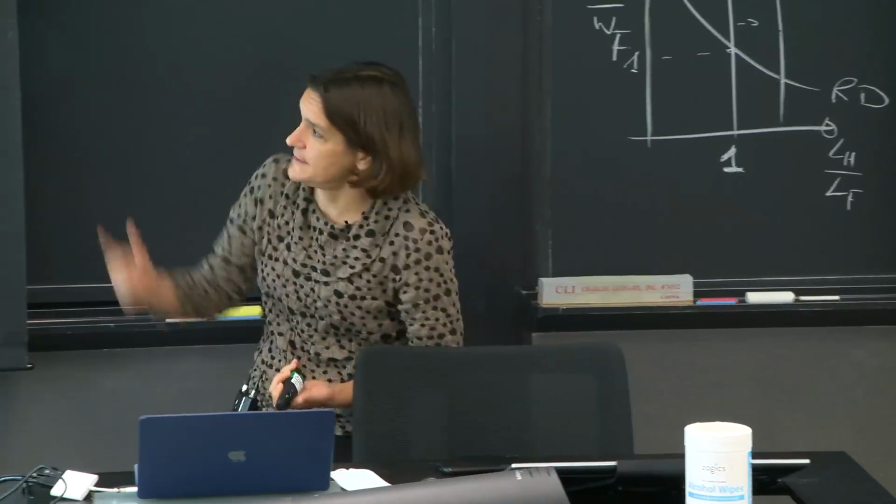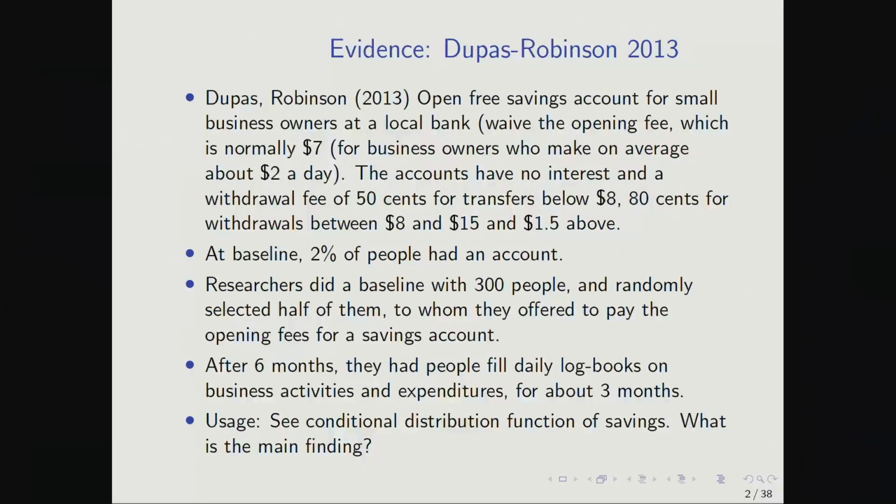So in this case, what they did is that they just paid the fee, a $7 opening fee. Once you have your money in your basic account, by the way, the account has no interest, and they have a withdrawal fee of 50 cents for transfers below $8, 80 cents between 8 and 15, and 1.5 above. So it's actually pretty expensive to have your money in a savings account, because taking it away is expensive.